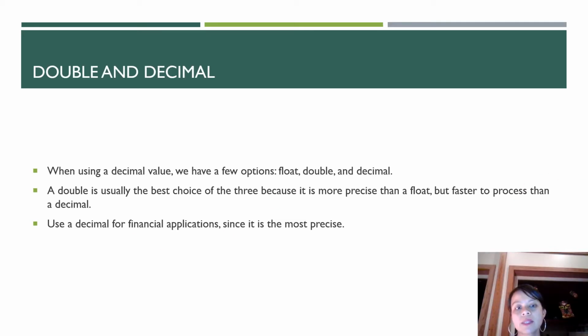When using a decimal value, we have a few options. We have float, double, and decimal. Double is usually the best choice of all three because it's more precise than a float, but it's faster to process than a decimal. So use a decimal for financial applications since it's the most precise.